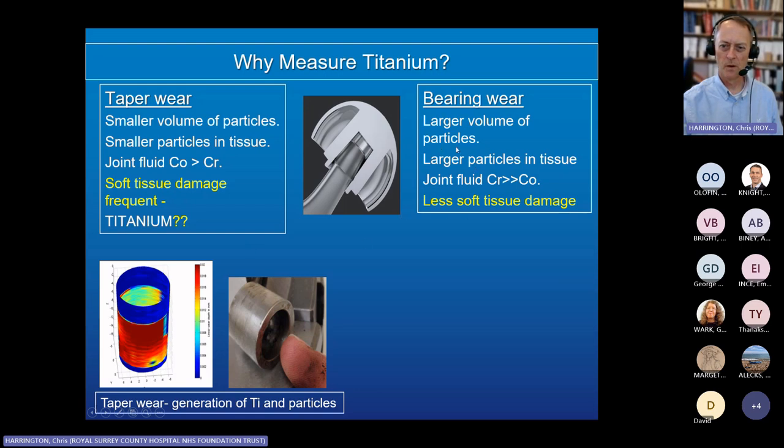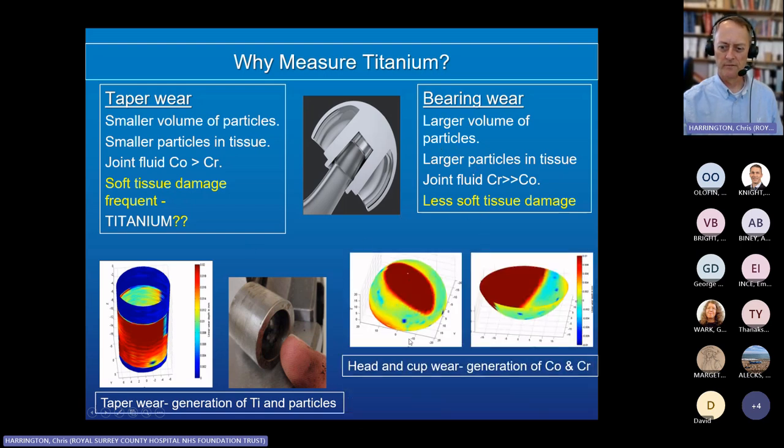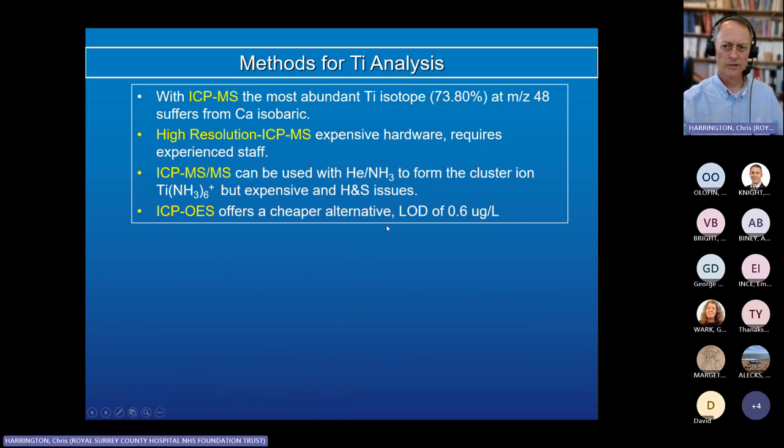And that was compared to where we have the bearing surface. So this is the top, this part here. This is how it basically was wearing. They were getting a lot less soft tissue damage, but larger particles. So they wanted to know, well, how much titanium is present in samples?